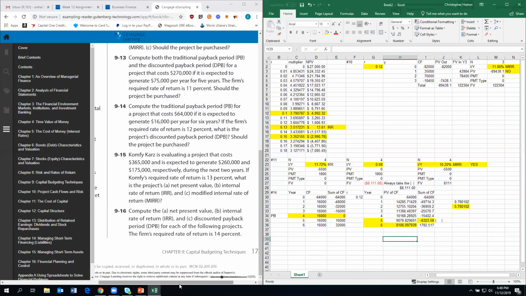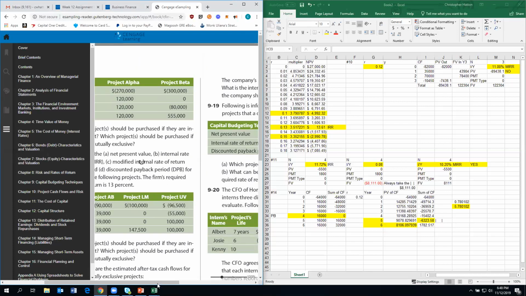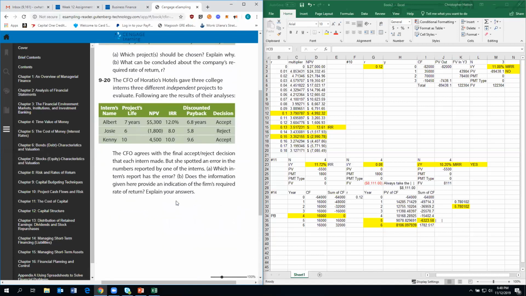All right, let me just go over one more. I won't write anything down. I'll just cover this conceptually and read some conceptual things here.